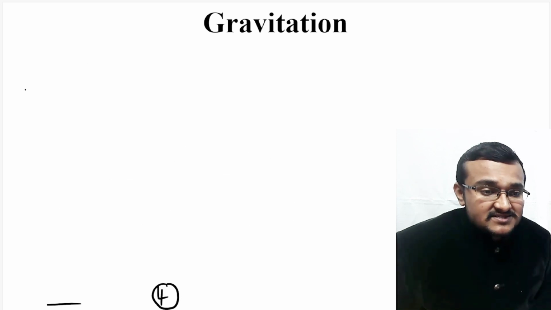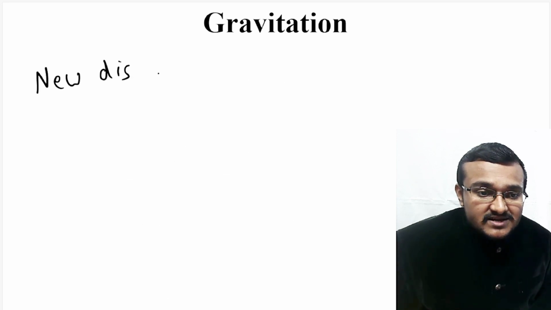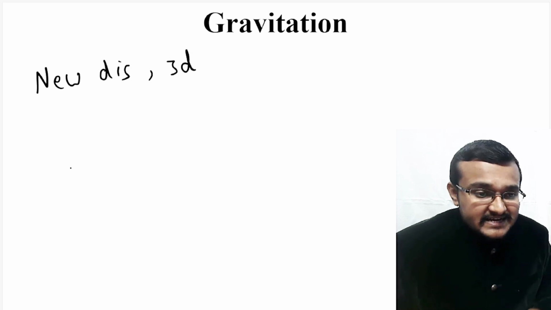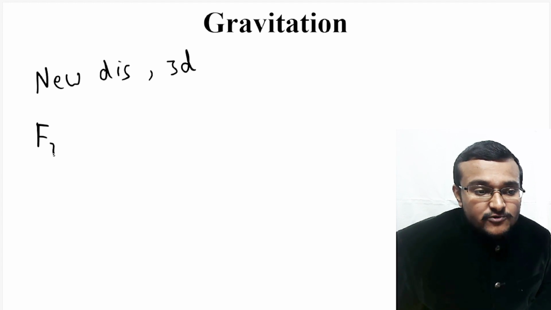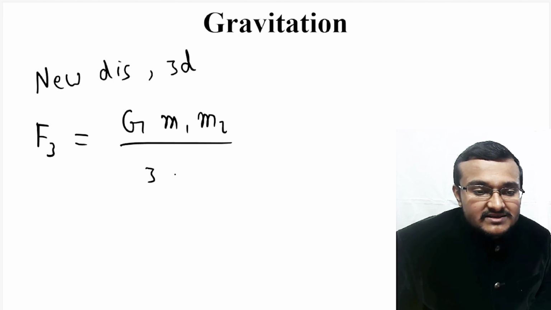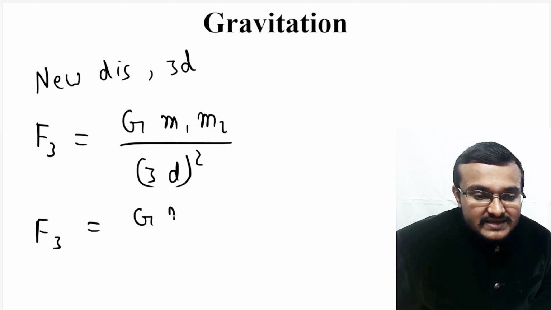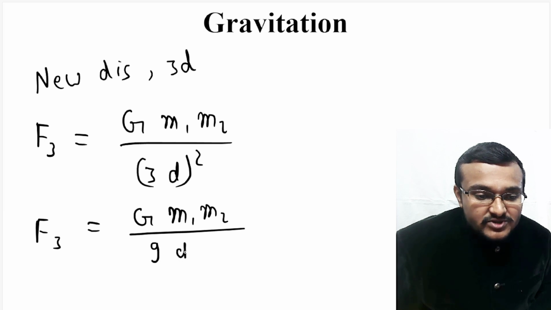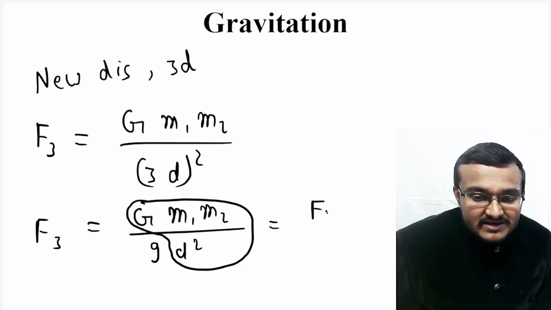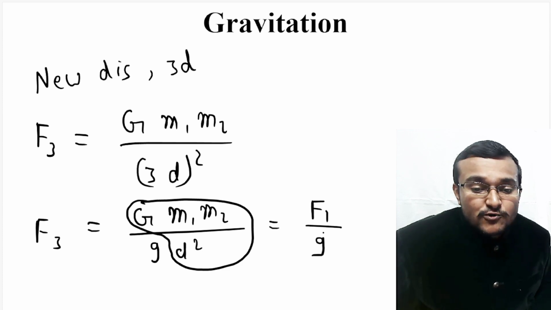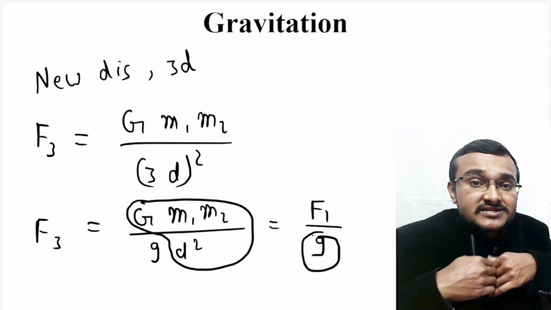Now if the same distance is tripled, the new distance is 3d, because the initial distance has increased by 3 times. So the new force F3 will be equal to G m1 m2 divided by 3d whole square. If you calculate this, it will be G m1 m2 divided by 3 square, which is 9, d square. So this you can consider as F1, and it can be written as F1 divided by 9. So here the new force is reducing by 9 times.